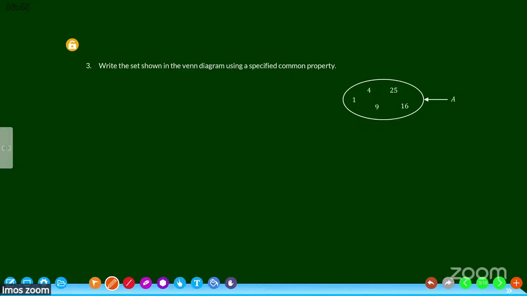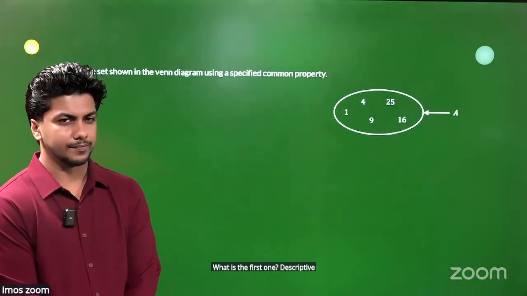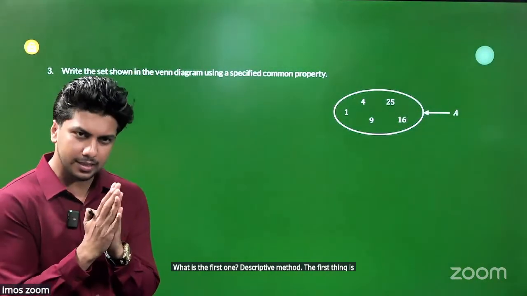Okay. What is the first one? Descriptive method. The first thing is, what do you mean by set?